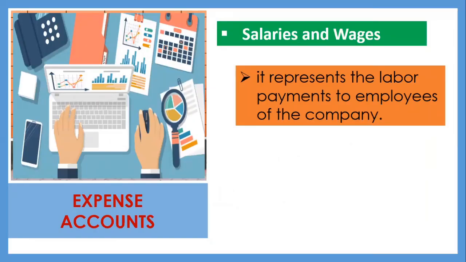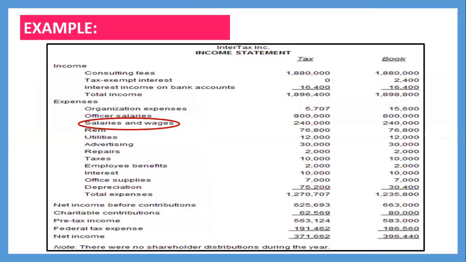If we say salaries and wages, it represents the labor payments to employees of the company. So this is what the company should be paying to their working employees. How will this appear in your income statement? Of course, this will appear under expenses. Encircled with red, that would be your salaries and wages, and it appears under expenses because this is an expense from the perspective of the company, because they shell out money. There is what we call a cash outflow from the business.